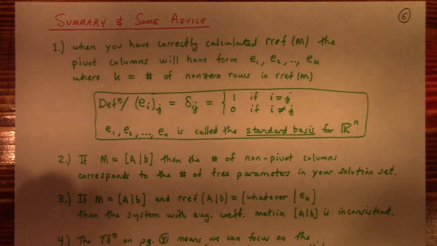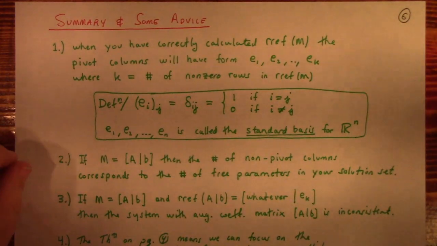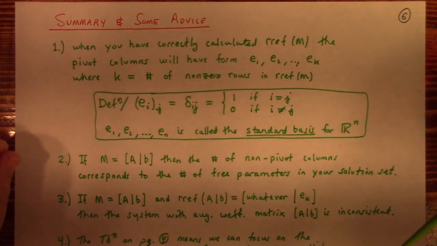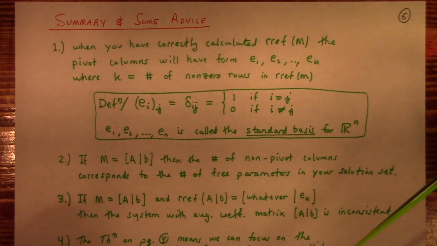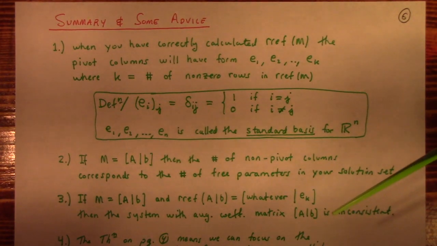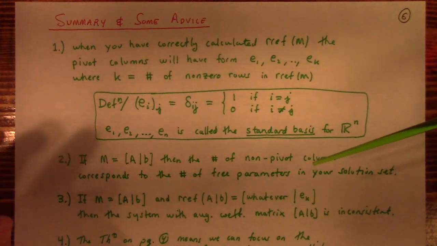But sometimes I will ask you to use row reduction in order to find the standard solution to the system. And when I say standard solution, that means you're writing the solution in terms of the non-pivotal variables as parameters. Let that be understood, okay?